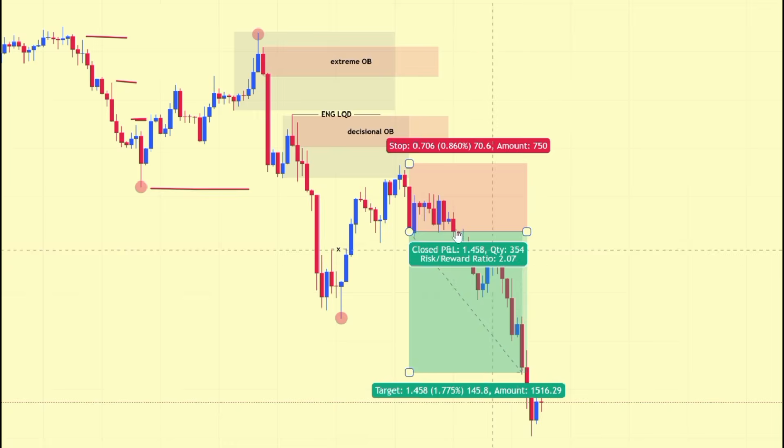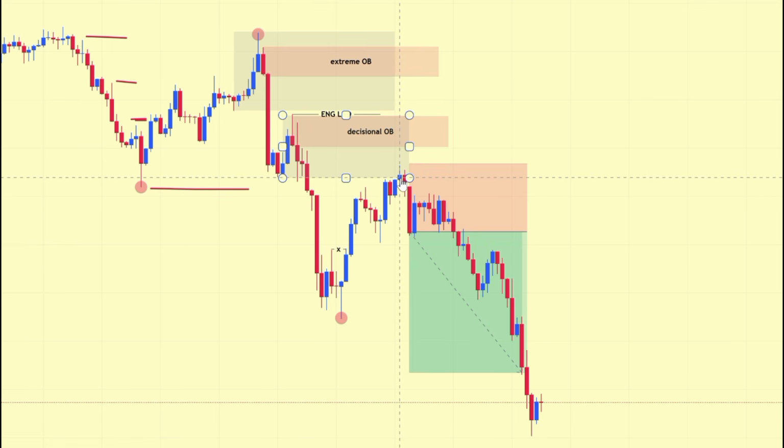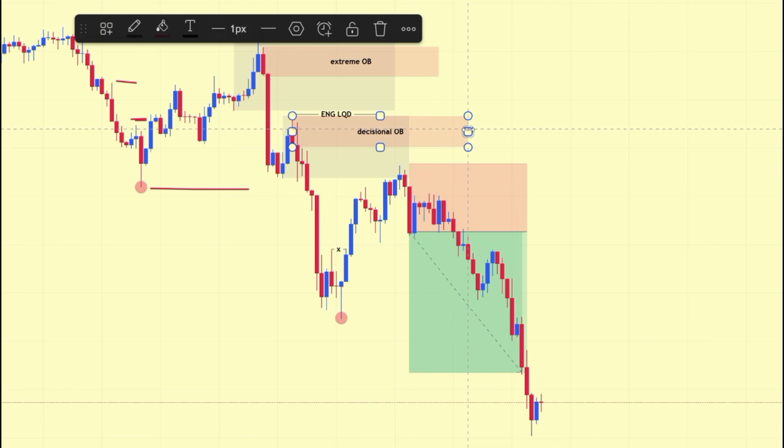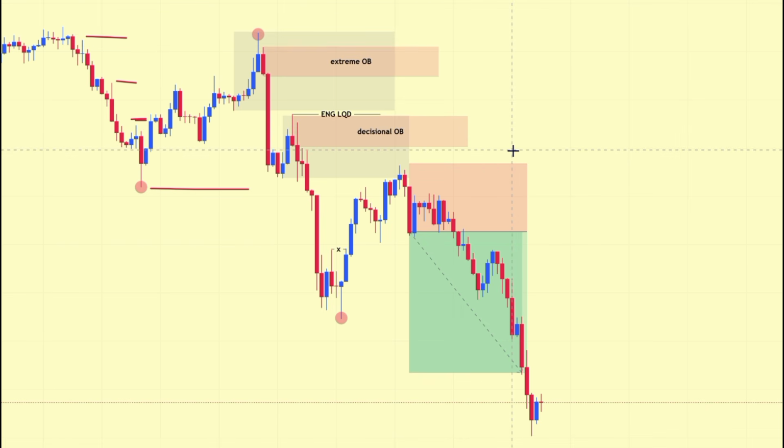Just know that sometimes price can fail the decisional order flow, and in that case, you will be using the decisional order block, if you see a reaction from it, a clear directional shift signaled by a strong reversal pattern. Okay, so let's get to the third entry module, and that is the engineering liquidity sweep.